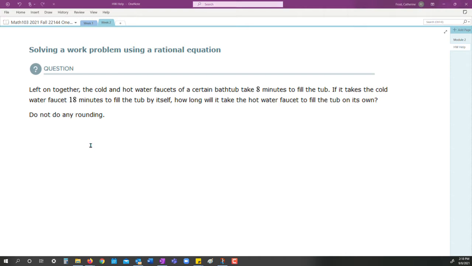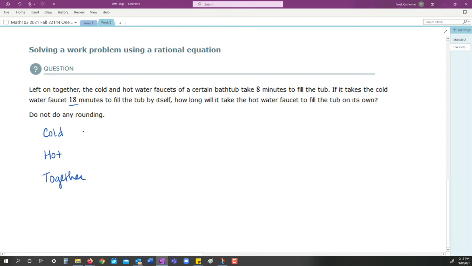Okay, so we have the cold water faucet. I'm just going to write cold. And we have the hot water faucet. And then we have them together. And so what we're going to do is compare the rates that they're able to fill the tub. So the cold water faucet, it says, can fill the tub in 18 minutes by itself. Just the cold is on. So it can fill one tub or do one job in 18 minutes.